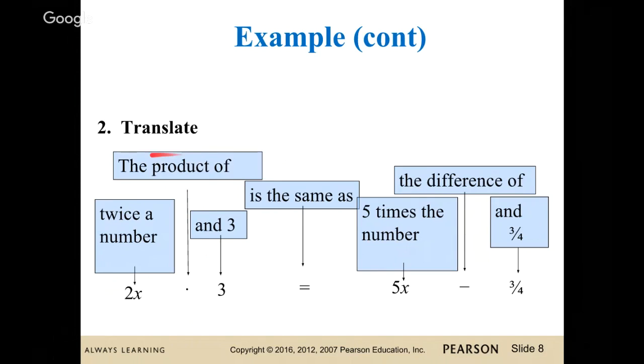All right, so if you have the product of or the sum of, whatever they list first, that's going to be that first part, okay? And you'll have your sign, and then whatever the second thing is, it will be listed after that. So this equation comes out to 2x times 3 equals 5x minus 3/4.